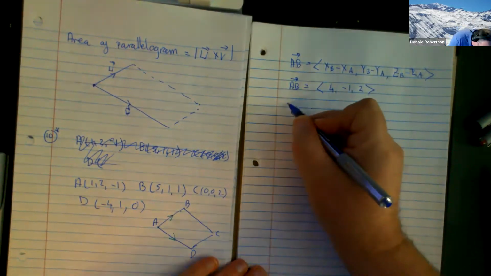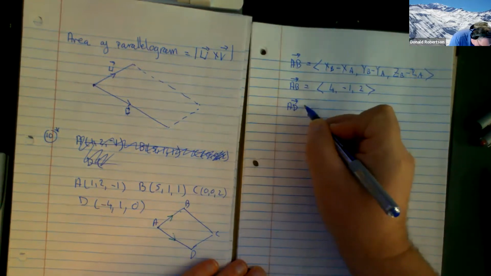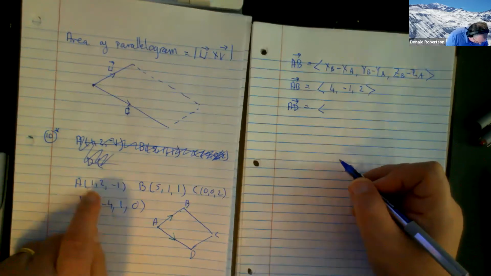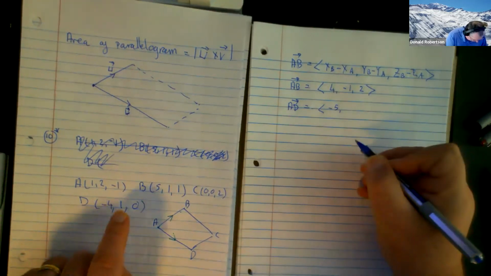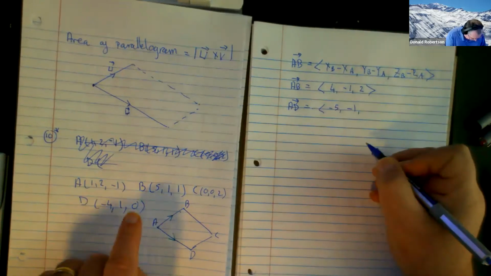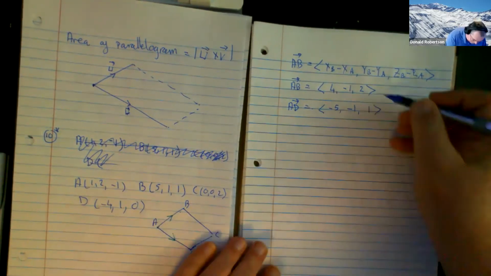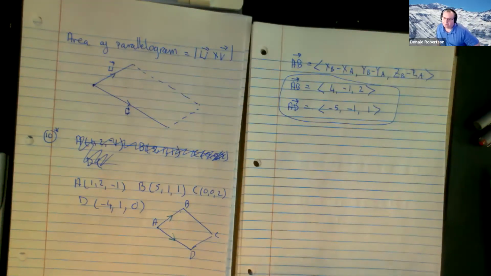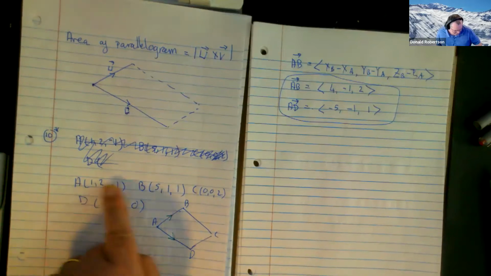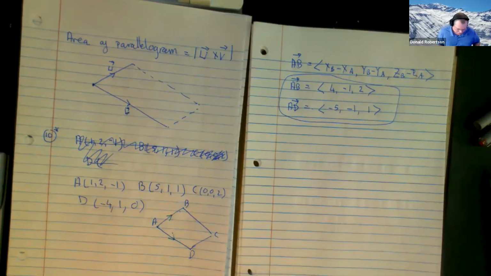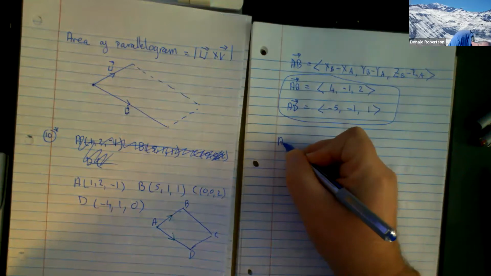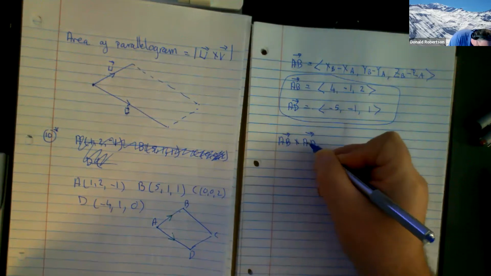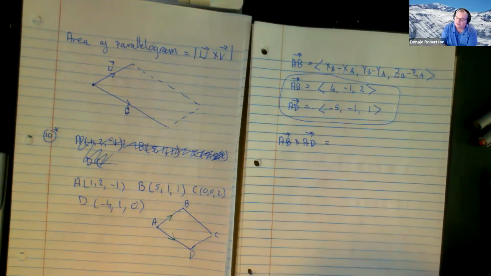And AD is going to be my other one. And AD is this one and this one. So second, take away 1, -5. Second, take away 1, -1. Second, take away 1, 1. So these guys are my U and my V. So second takeaway first, second takeaway first, second takeaway first. So I now find the cross product. And once I've got that, I'll then find the magnitude and we're done.